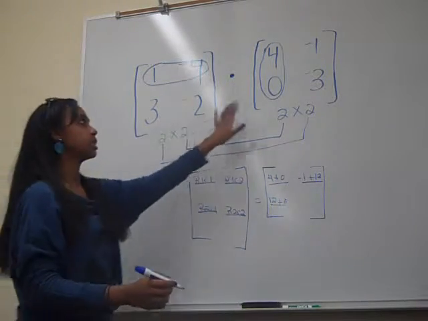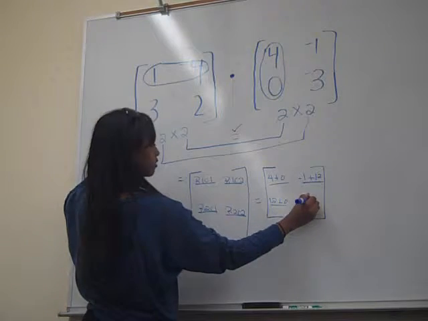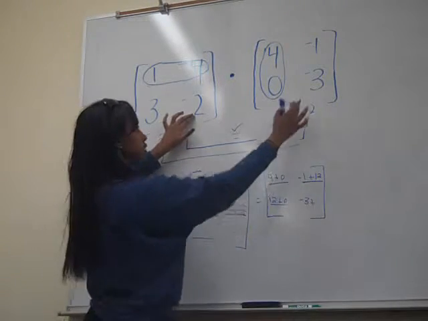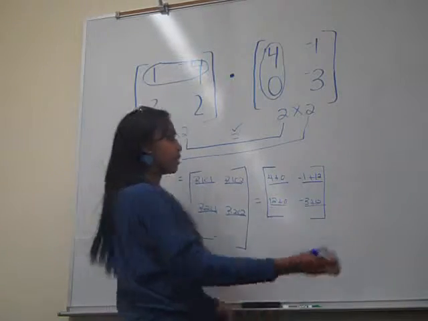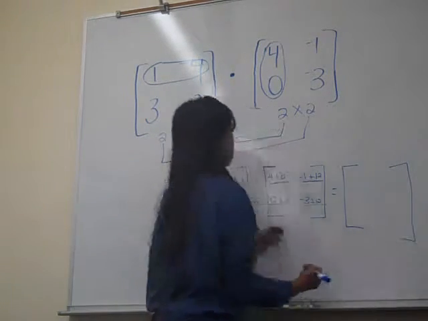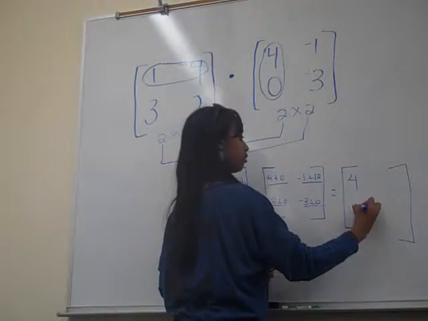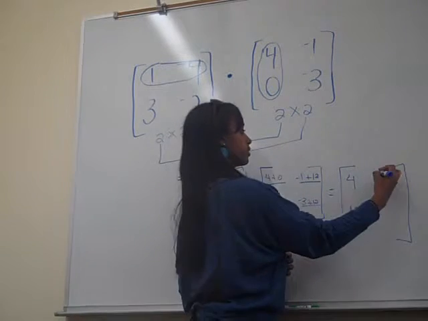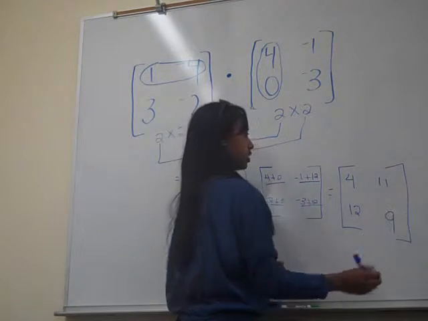And then row 2 times column 2. 3 times negative 1 is negative 3, plus negative 2 times negative 3 is 12. Now just add that up and then you will get the final answer. 4 plus 0 is 4, 12 plus 0 is 12, negative 1 plus 12 is 11, negative 3 plus 12 is 9.